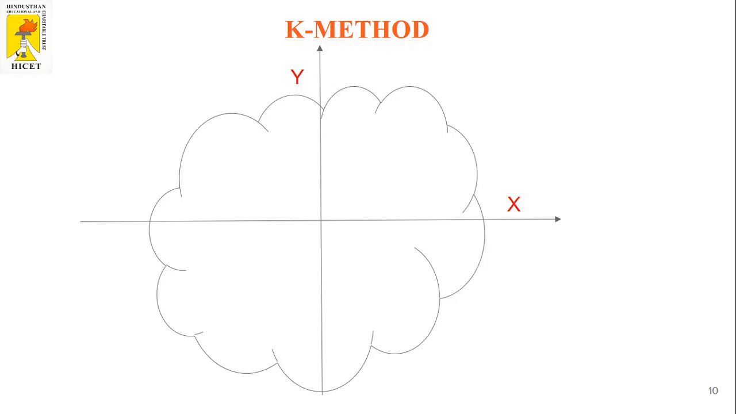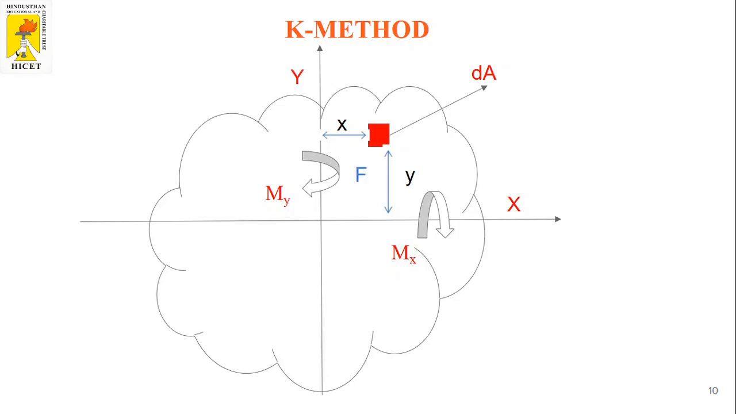Let us consider a moment about the x-axis, Mx, and a moment about the y-axis, My. Due to these two moments Mx and My, let us consider a small element of cross-section area dA, which is at a horizontal distance x and vertical distance y, where x is the horizontal distance and y is the vertical distance from the y-axis and x-axis, and F is the force acting on that small element.